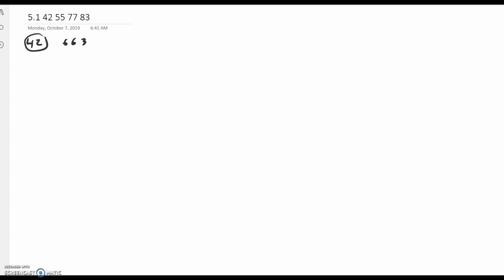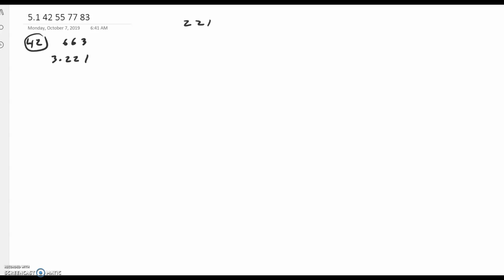We're asked to write the prime factorization of 663. 3 goes into 663, so we can write this as 3 times 221. Now it's not really clear what goes into 221. We could try lots of things, but we just don't know. So we have to try some primes.